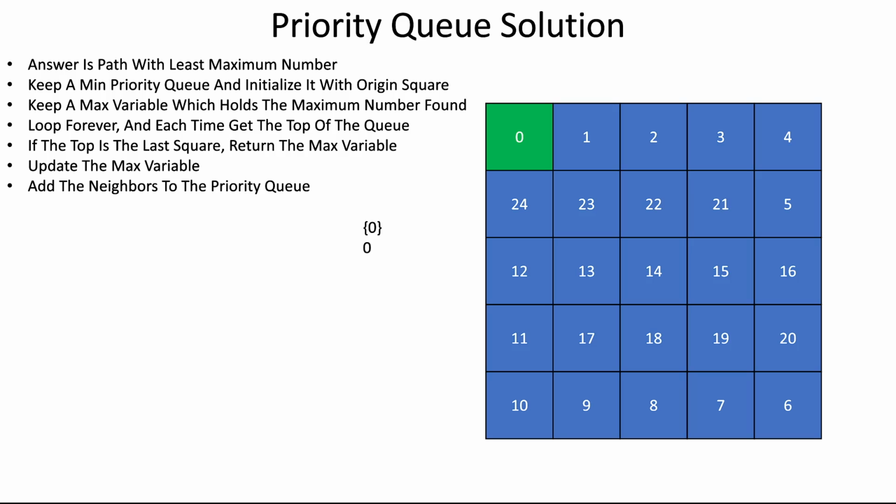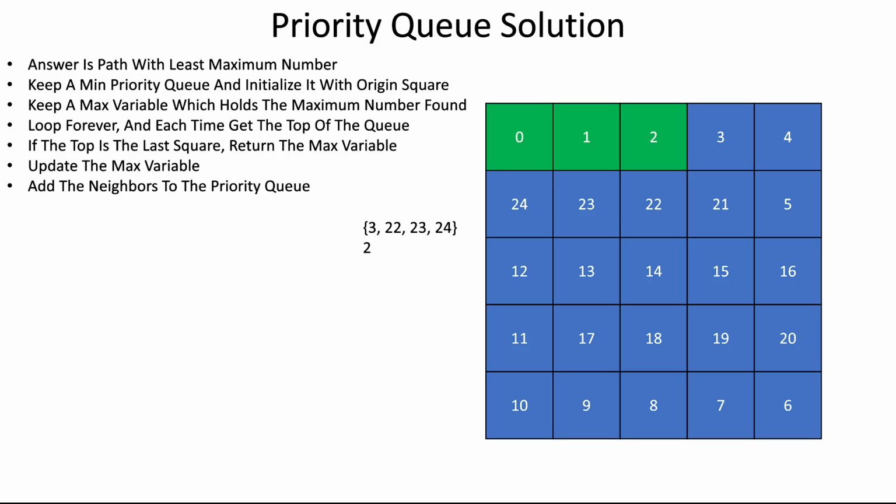Let's look at the previous example. The priority queue contains only 0 since that's the origin square, and the maximum number is 0 because we only looked at the origin square, which is 0. Now we add the neighbors 1 and 24 to the priority queue and pop 0. Now since 1 is the smallest out of these, we pick 1 and add its neighbors, which is 2 and 23. The max updates to 1 because 1 is greater than 0.